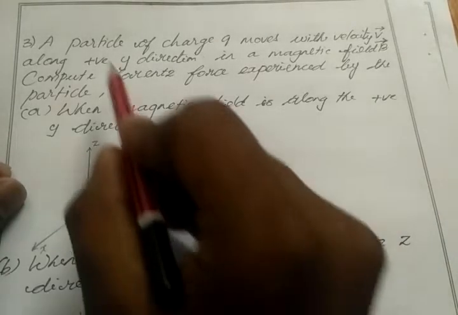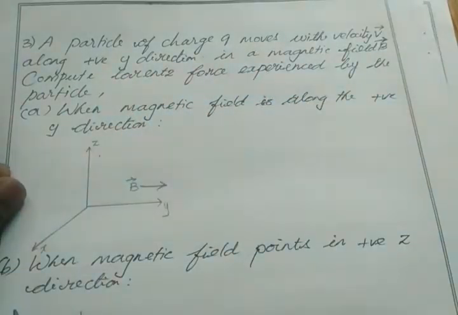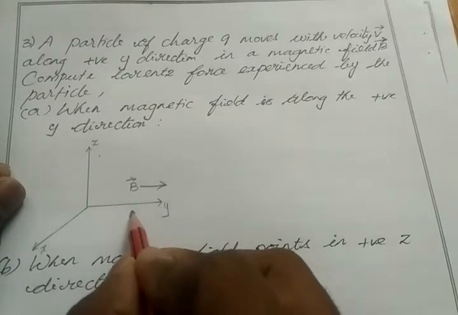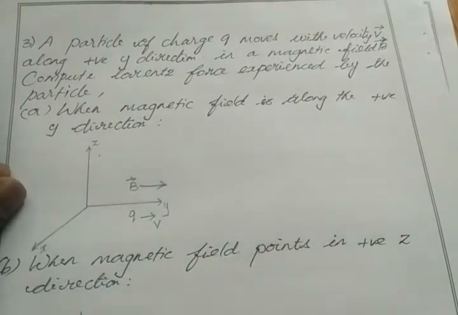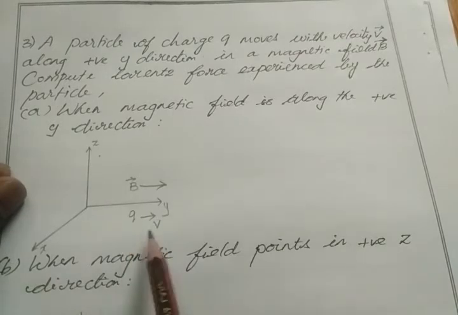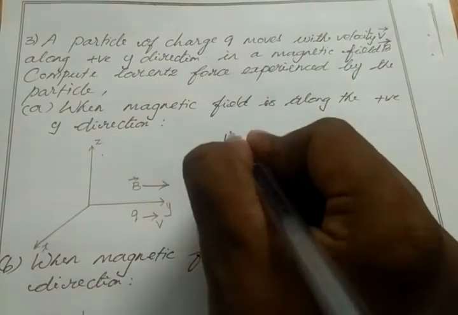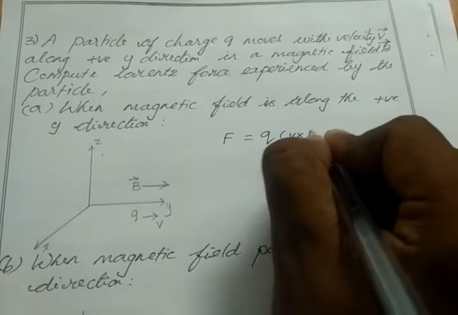So it is already given that a particle of charge Q moves with velocity v along the positive y direction. So I can say my charged particle Q also moves in the positive y direction. Okay, so the velocity or the motion of charge is also in the positive y direction. Clear? So what is the Lorentz force acting on this charge? So according to the force formula, I can write F equal to Q V cross B.